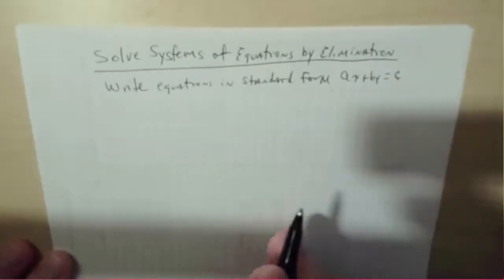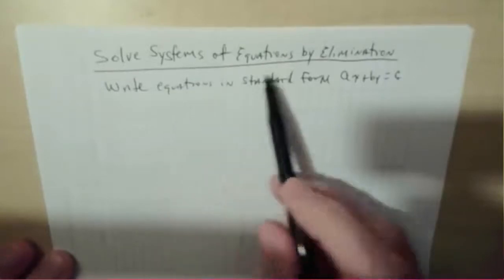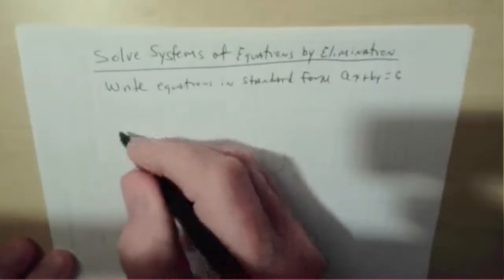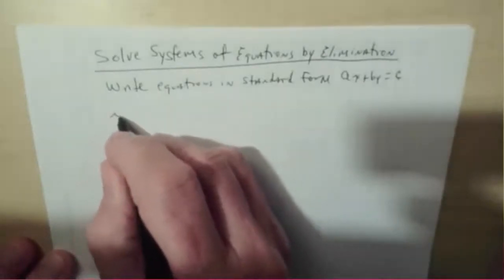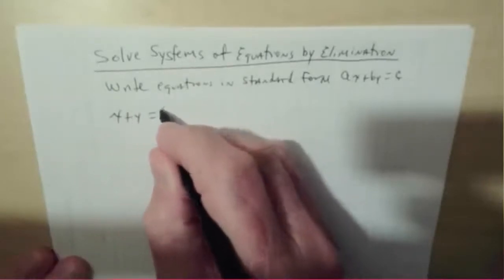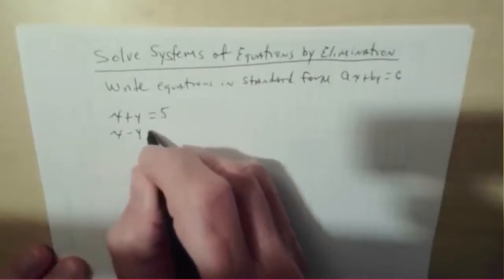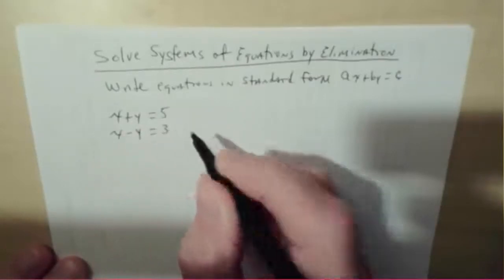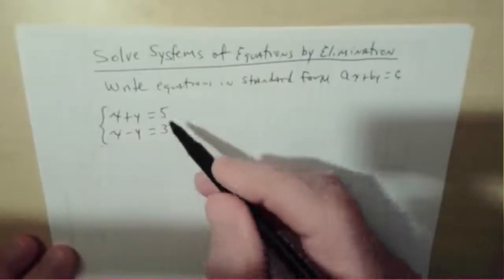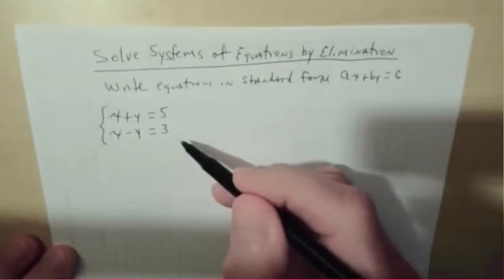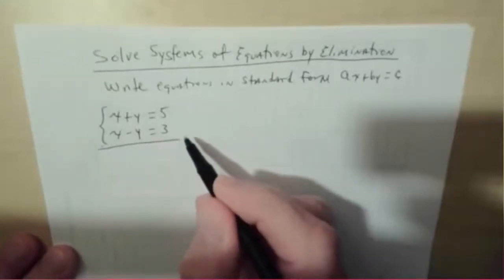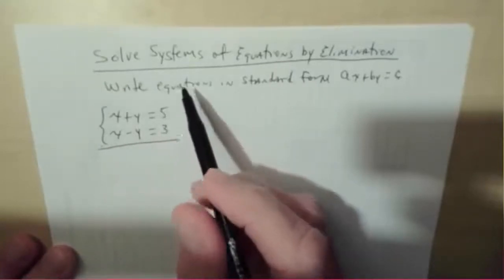Now, what we're going to do by elimination is we're going to add the two equations together. So if we have x plus y equals 5 and x minus y equals 3, system of equations. Now what we're going to do is add these two equations together. And when we do, it's going to eliminate one of the variables.